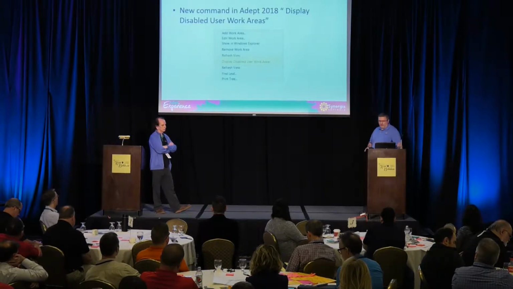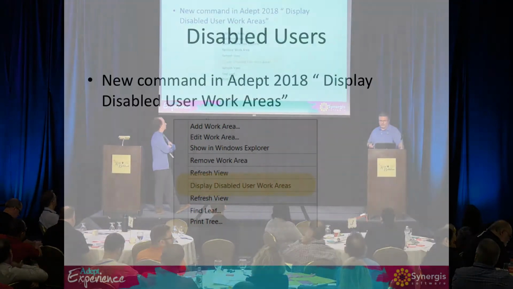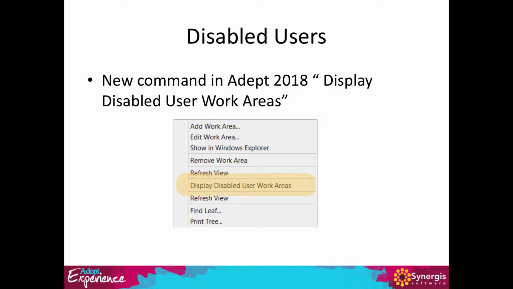This came up, I believe, yesterday. There's a new command in 2018, display disabled users' work areas. I know there was a question that went around, how can I see the files that people have out? And as Gene mentioned yesterday, if you mark them as disabled, you can still get to their work areas. This feature does that for you. It actually displays all disabled users in their work areas, so you can easily start addressing those files right there.